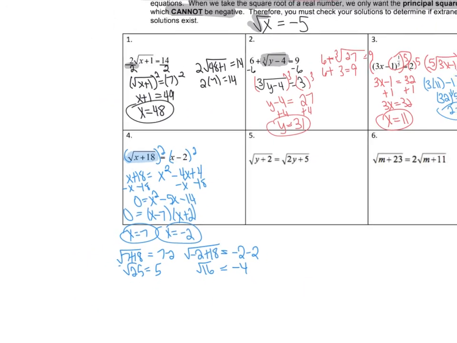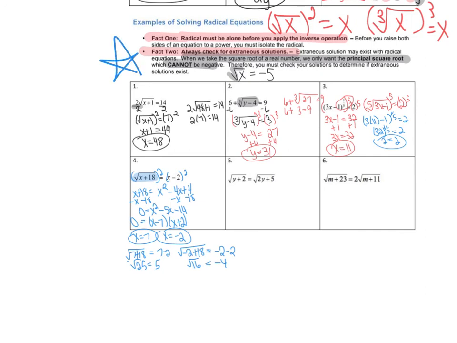Now if you remember, back up here, fact number 2, when we have a square root, it doesn't have to be a square root of x, a square root of a number, we want the positive principal square root. In this case, we are taking the square root and getting a negative number, so that x equals negative 2 is going to be an extraneous solution. So our only solution in this case is going to be x equals 7.